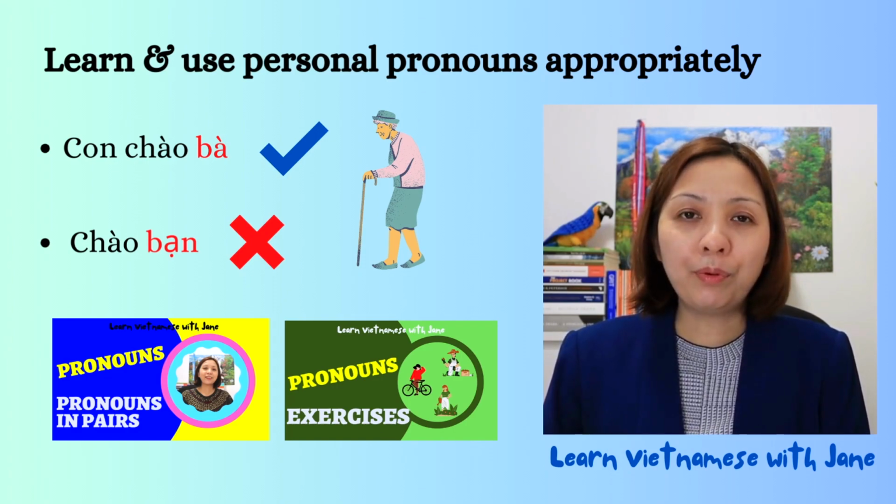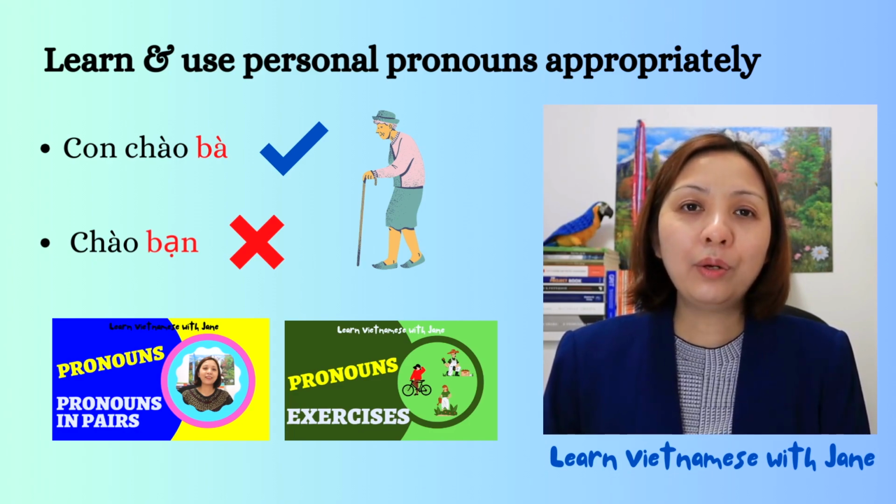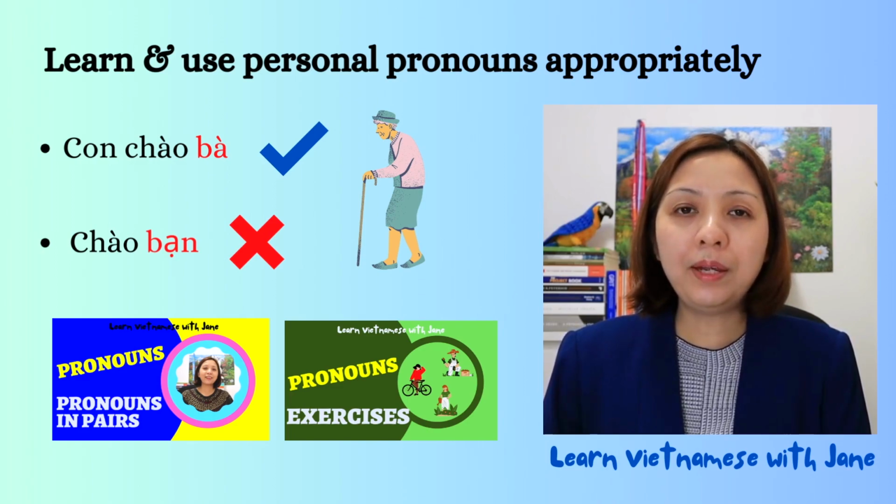Now, for example, when you greet someone around your parents' age and who is a female, the appropriate personal pronoun would be bà. So you should say con chào bà or cháu chào bà.